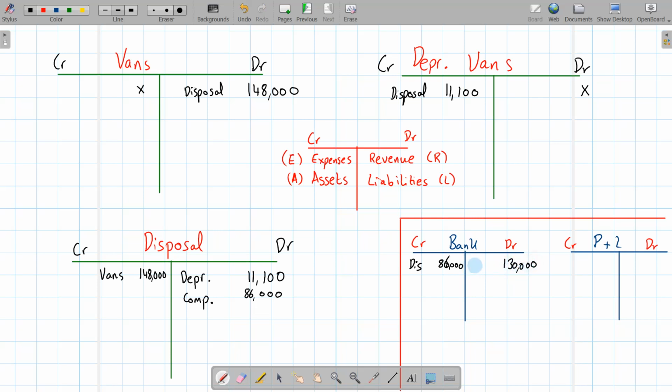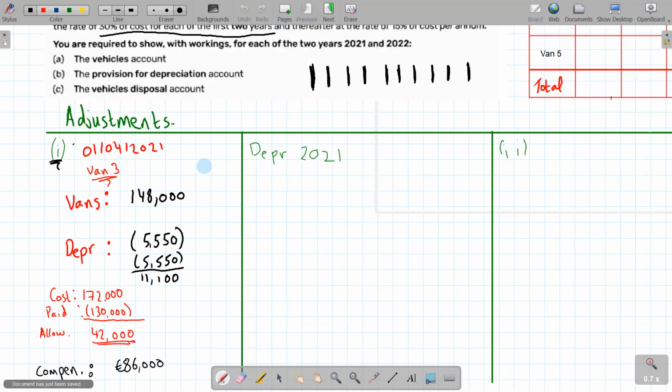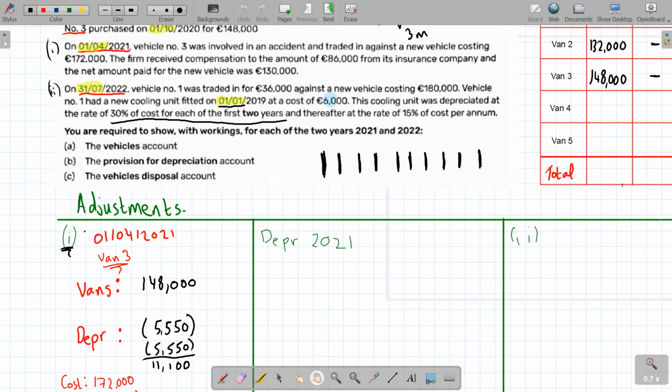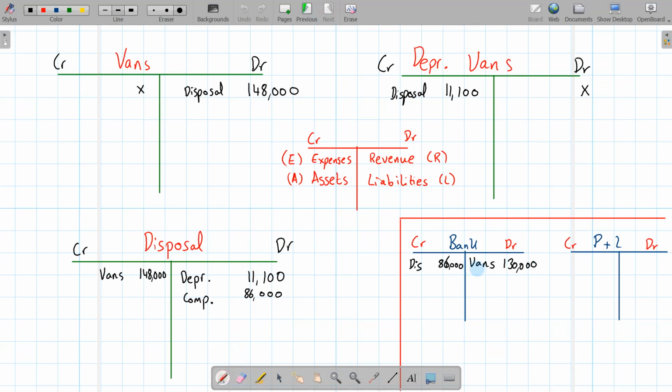130 is coming out of our bank into our Vans account, okay? Because we paid, if you look at the question, the net amount paid for the new vehicle is 130,000. So if we're paying money out of our bank, it's reducing our assets, so it has to go on the debit side. And then the double entry for that is going to our Vans account.